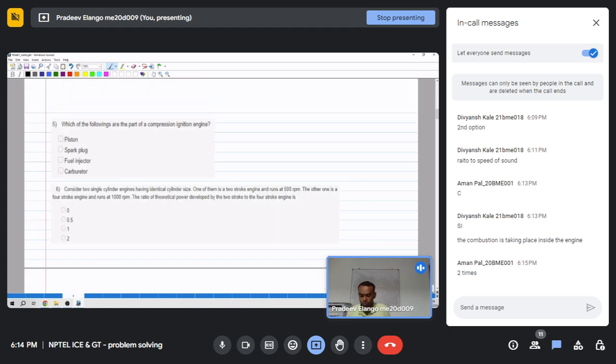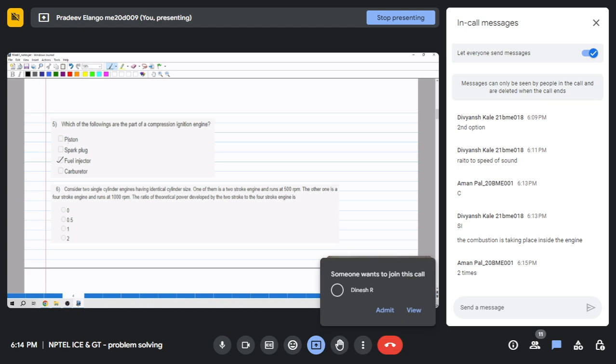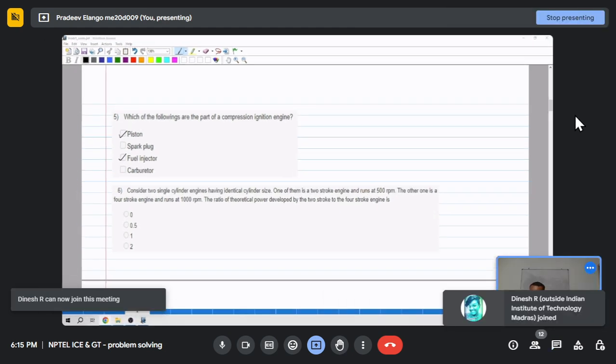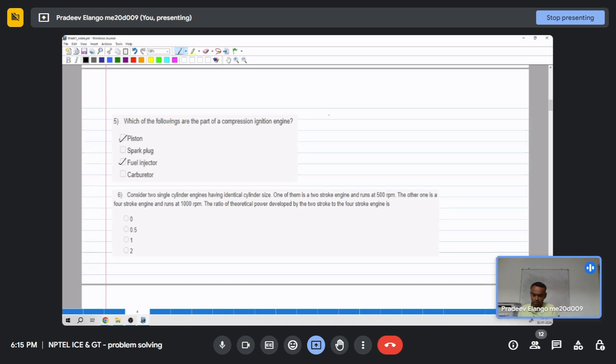Which of the following are part of a compression ignition engine? Piston, spark plug, fuel injector, carburetor. Here, the spark plug and carburetor are not part of a compression ignition engine. In an SI engine, we have a spark plug, and a carburetor is needed to mix the fuel and air before it enters the combustion chamber. That is why we use a carburetor. So those are not part of a CI engine.